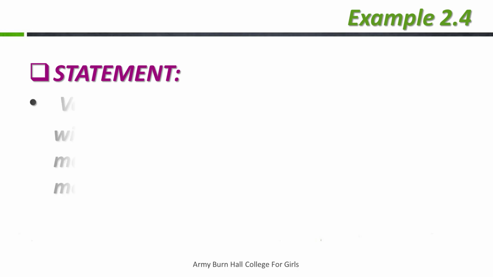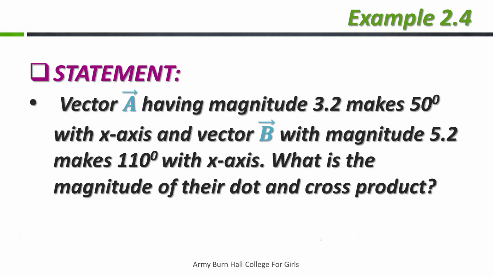The statement of example 2.4 is: a vector A having magnitude 3.2 makes 50 degrees with x-axis, and vector B with magnitude 5.2 makes 110 degrees with x-axis. What is the magnitude of their dot and cross product? So what is the given data?